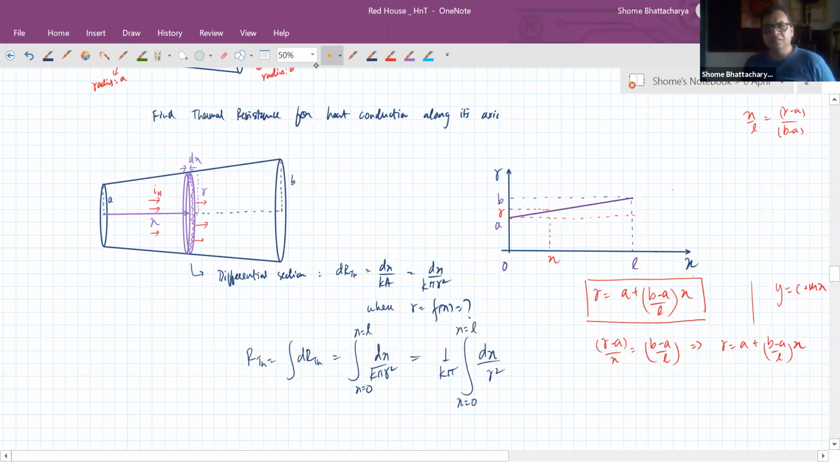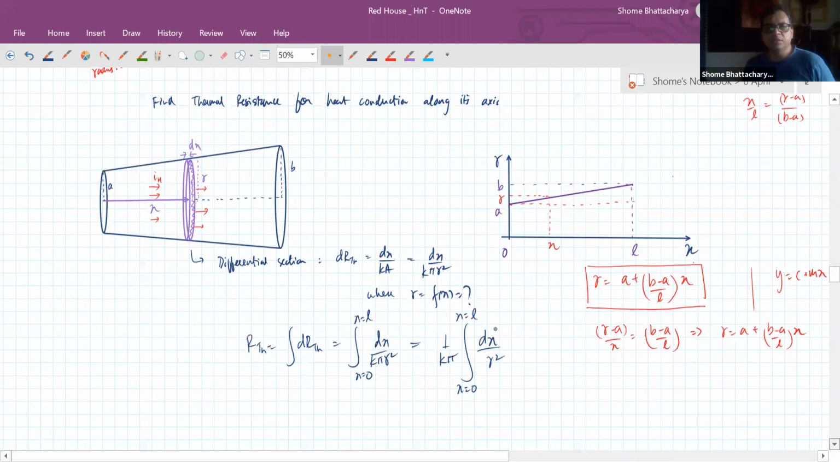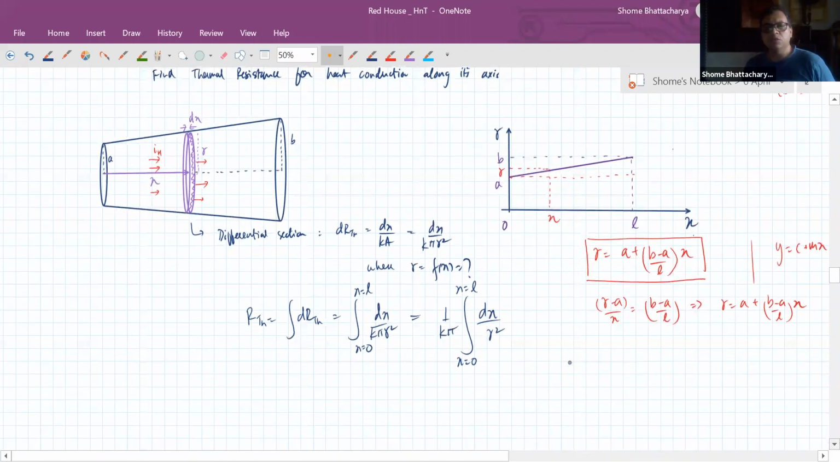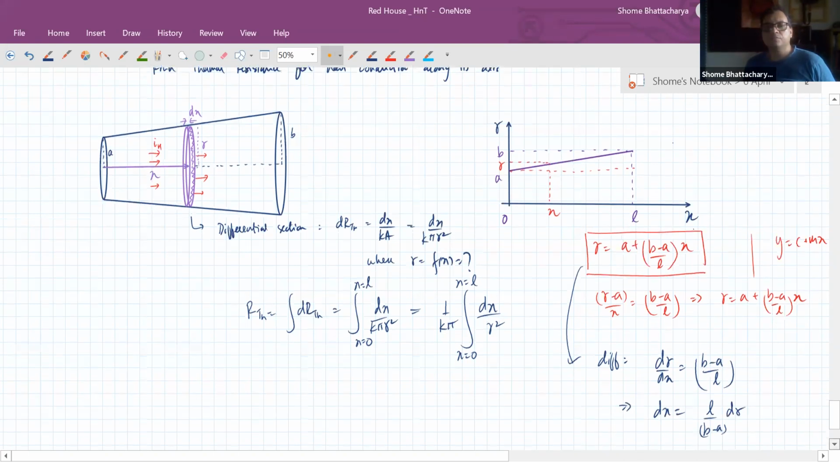R is a linear function of x. So instead of substituting R in terms of x, what we'll do is take this equation and differentiate it. So dr by dx is (b minus a) by l, because a is a constant. So we can substitute dx as l upon (b minus a) times dr. So you can substitute this in the numerator.